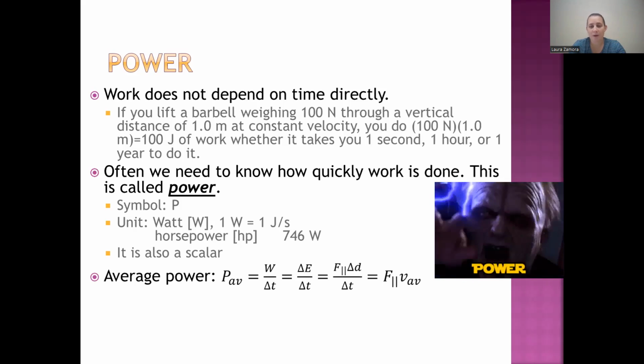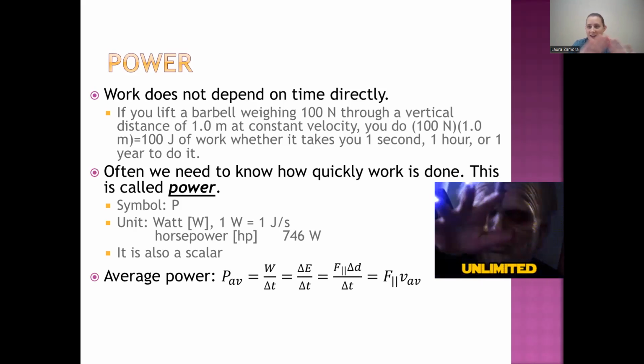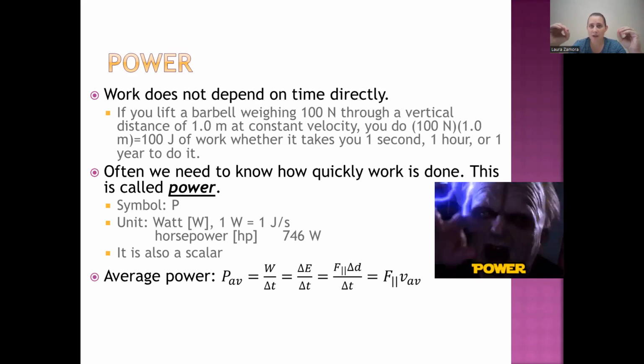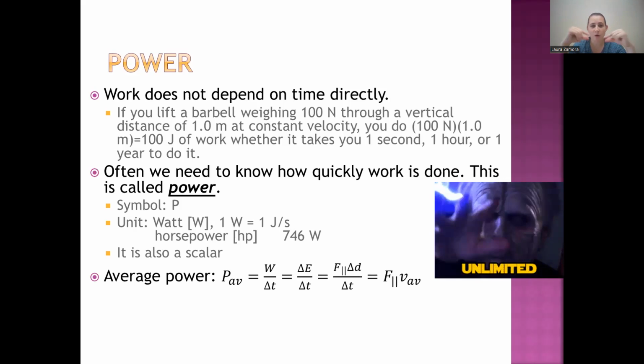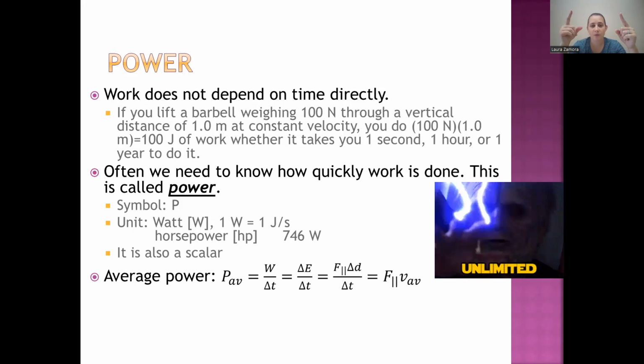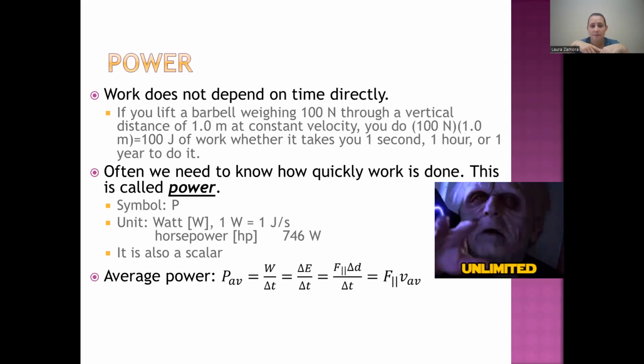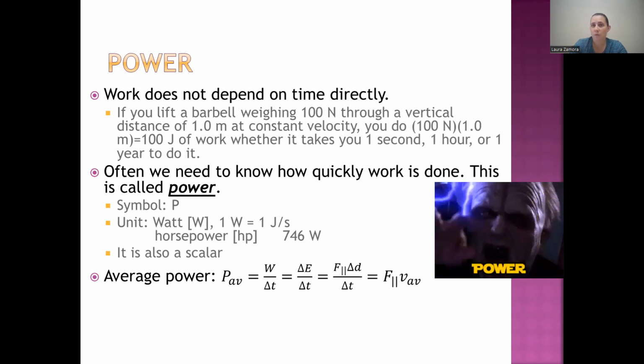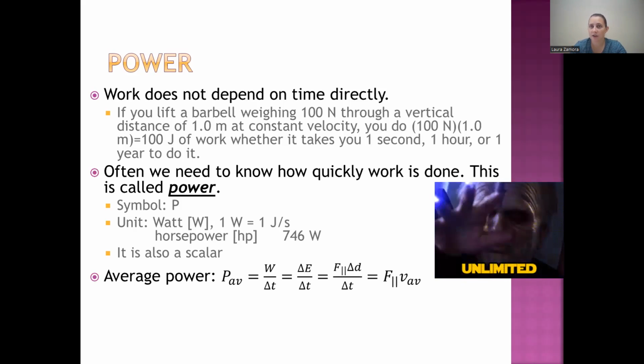So the average power, here's our equation, and it's actually a list of equations because there are multiple ways to calculate this. Right, so our average power is how quickly work is done. So the amount of work over a time interval. So W, work, over our change in time. We also know, though, from the work-energy theorem that work is the change in kinetic energy. So we have change in energy over change in time.